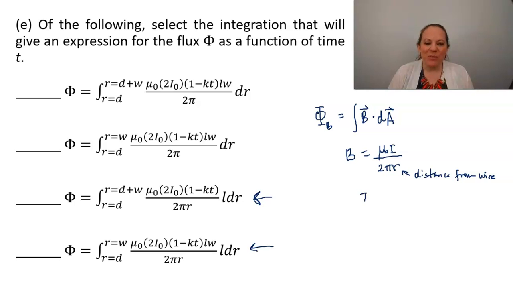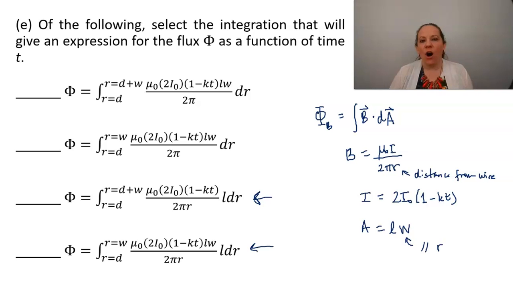And then we have to remember, of course, that our current here is given by that function 2 times I naught times the quantity 1 minus kt, and then the area of our loop is going to be given by L times W, but this W is parallel to r, that distance from the wire, so we don't have to account for it in the area, because we're going to actually account for it when we are integrating over r.